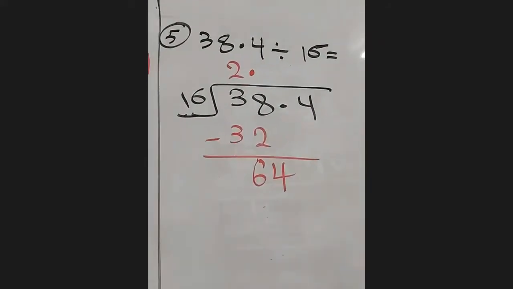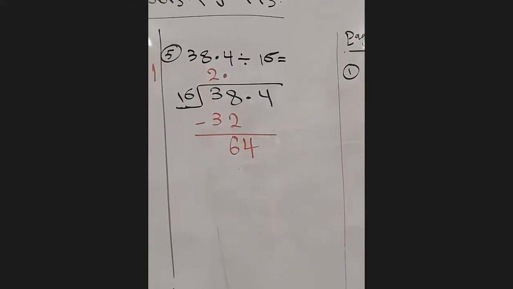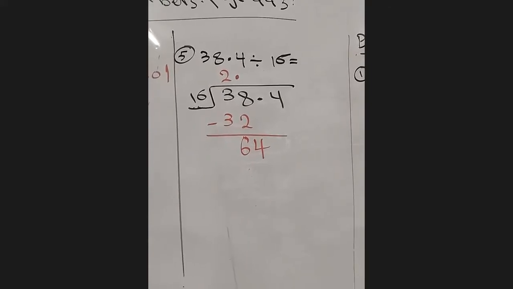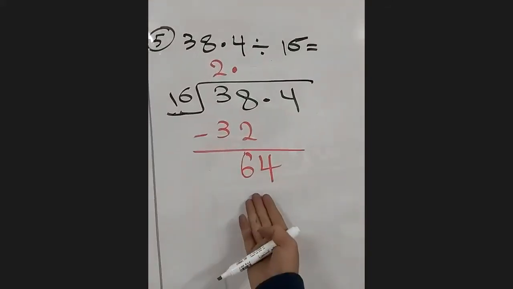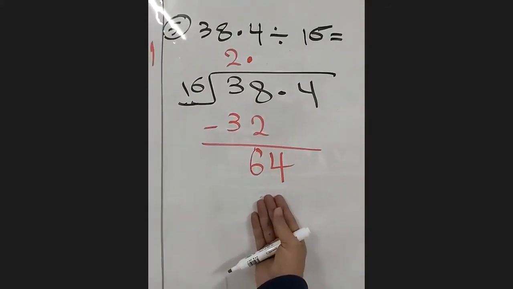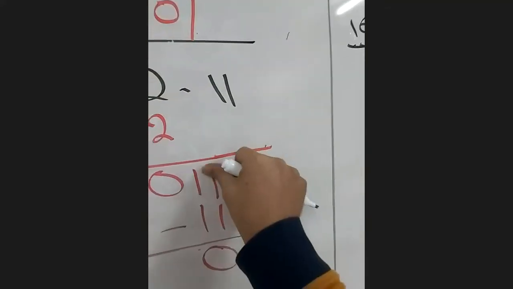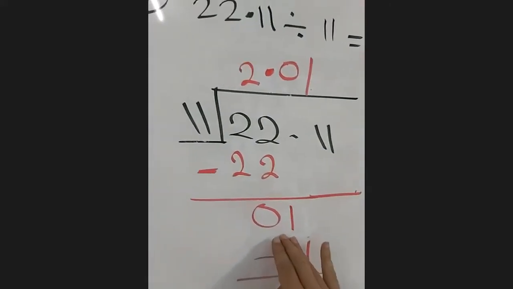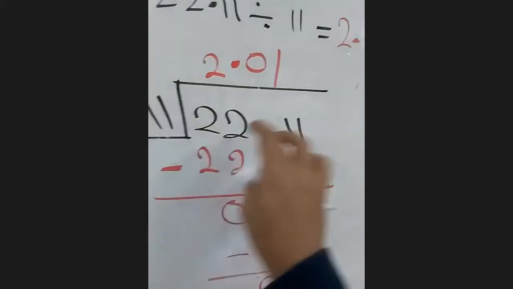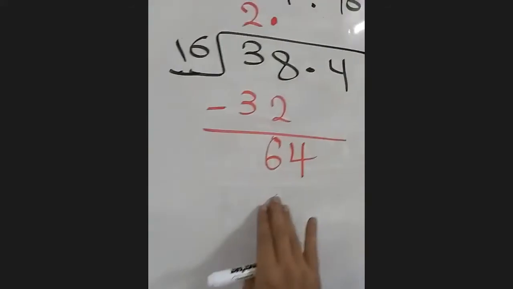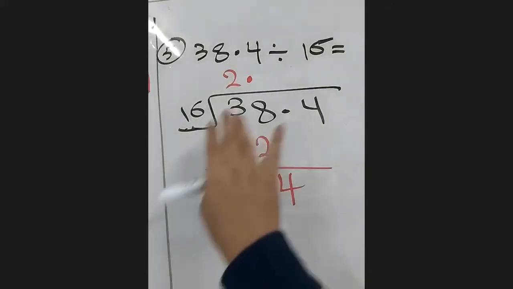We have 64, but you said in the question, if it's less, we put 0. Look here, what do we have? Only 1. So I put 0 in the quotient because 1 is less than 11. Then I get the 1 down. Oh, sorry, now I understand. 64 is bigger, so no need to put 0.